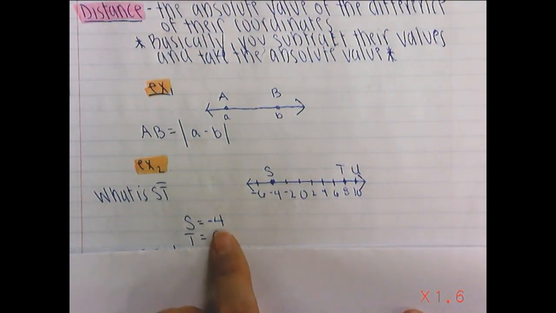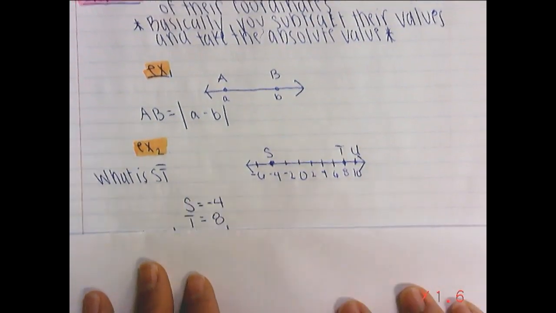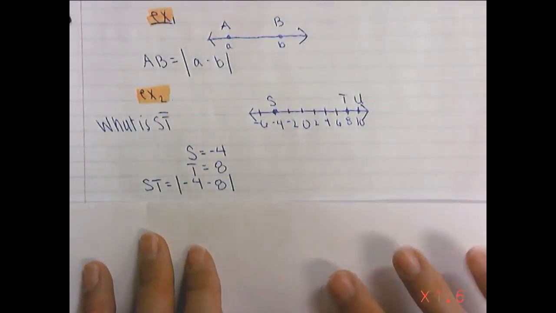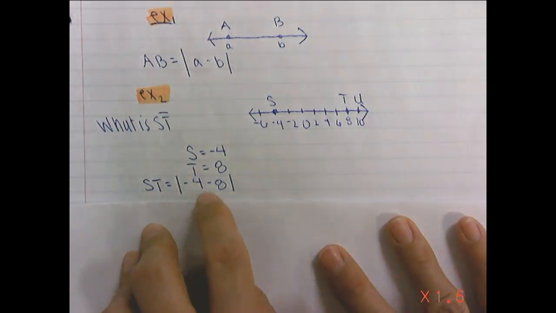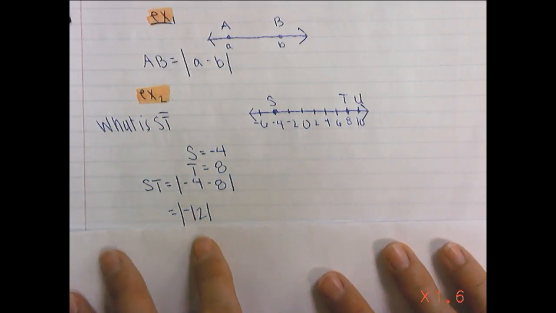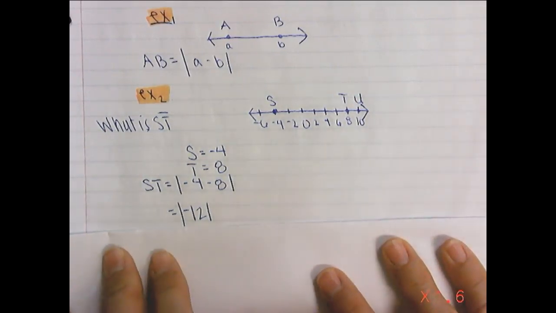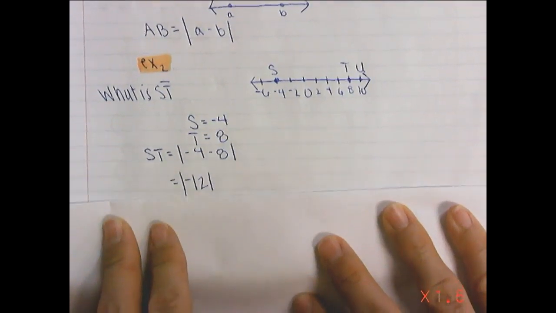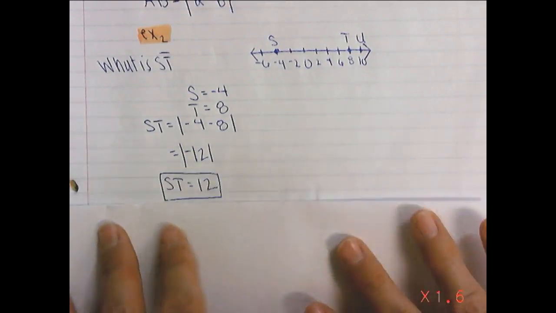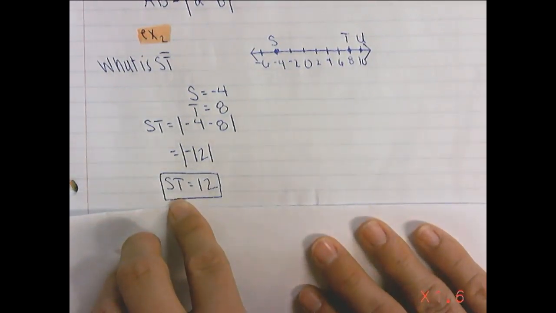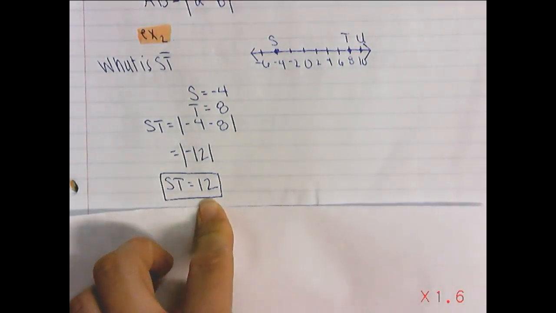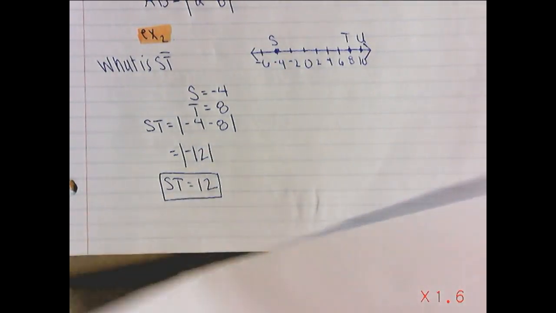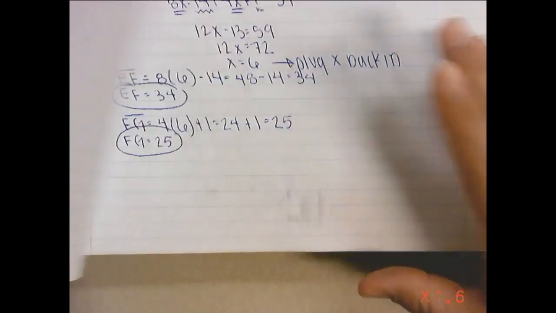So we have S being -4 and T being +8. So we're going to subtract them and take the absolute value. -4 minus 8. That would give us -12. But remember, it's a distance. You can't have a negative distance, so that's why we need to take the absolute value. Therefore, the distance from S to T equals 12. All right, so using those coordinates, we can find the distance from one point to another. That's measuring a segment.